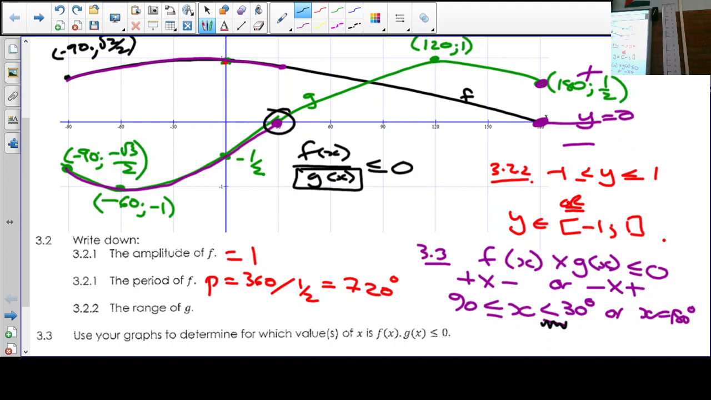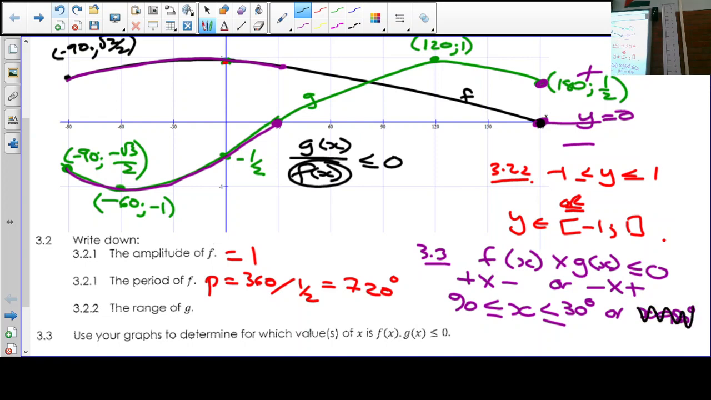Why? Because here the f is 0. What if I had gone the other way around? What if I had said g of x over f of x is less than or equal to 0? It's still where one is positive and one is negative, or one is negative and one is positive. It is still the case. But in this particular sum, what do we know? The denominator can't be 0. And where's f 0? If it's only 0 at 180, then I would have omitted that solution. Can you see that? So if it's not 0 there, nor is it 0 here. Can you see the variation on that?